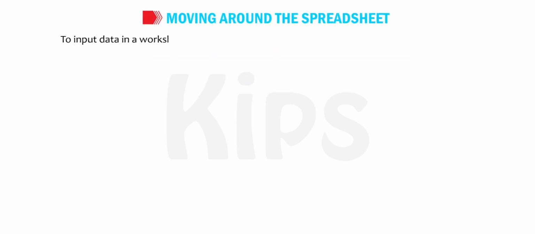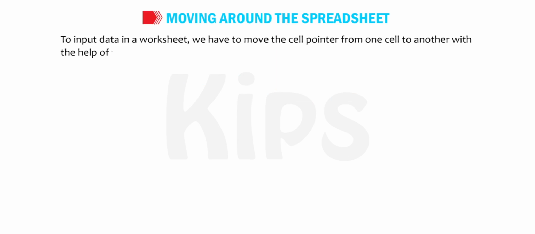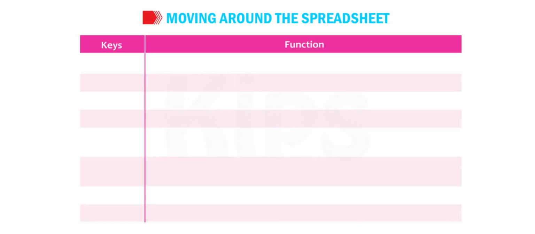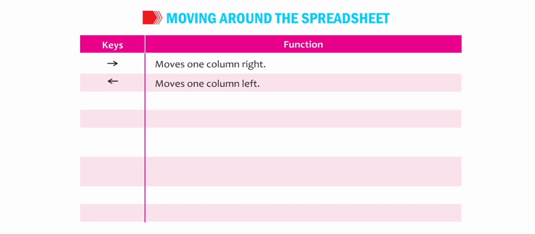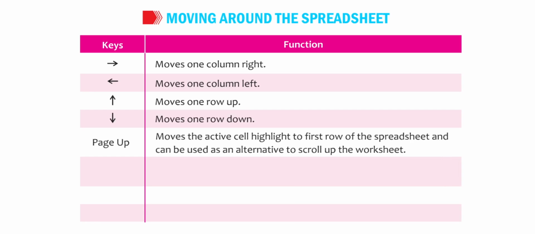To input data in a worksheet, we have to move the cell pointer from one cell to another with the help of various keys defined in the given table. Keys and function. Moves one column right. Moves one column left. Moves one row up. Moves one row down. Page up. Moves the active cell highlight up one screen and can be used as an alternative to scroll up the worksheet. Page down.